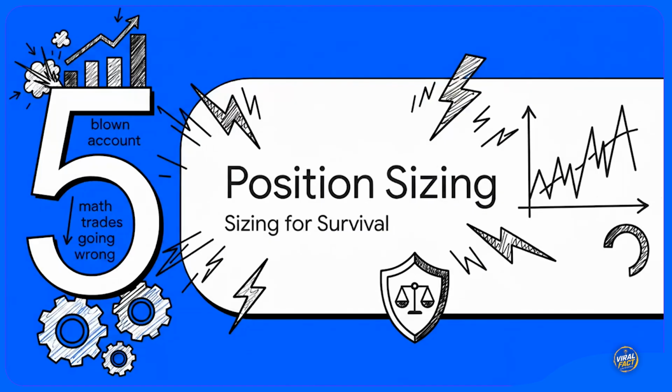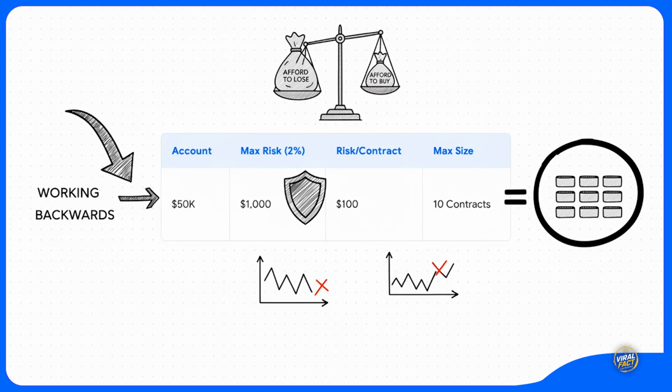Moving right along to Section 5, position sizing for survival. If you want to avoid completely blowing up your account when trades go sideways, and trust me, they will, we absolutely have to master the math here. The crucial mindset shift you need to make is to work backwards. Stop asking how much you can afford to buy. Instead, ask yourself how much you can afford to lose.